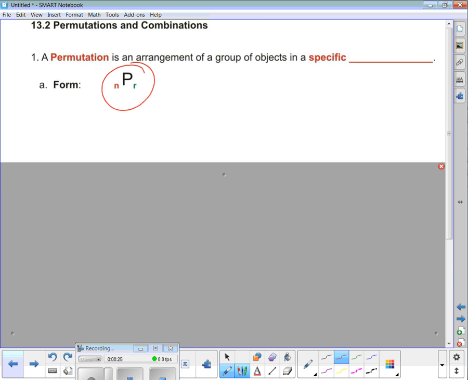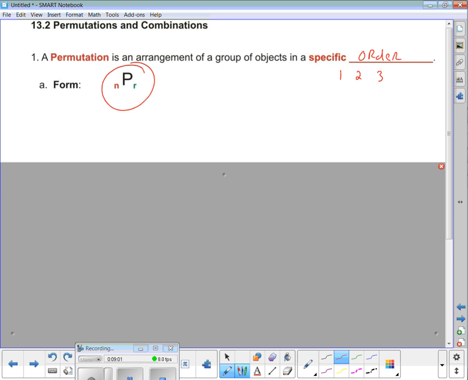So how do you know? Well, here's how you know. A permutation is an arrangement of a group of objects in a specific order. In a specific order. Let me try to illustrate this first before we go any farther. Let's suppose we had the numbers 1, 2, and 3, and we wanted to group them in 3 object groups. You want to use all 3. How many different ways can the numbers 1, 2, and 3 be listed?